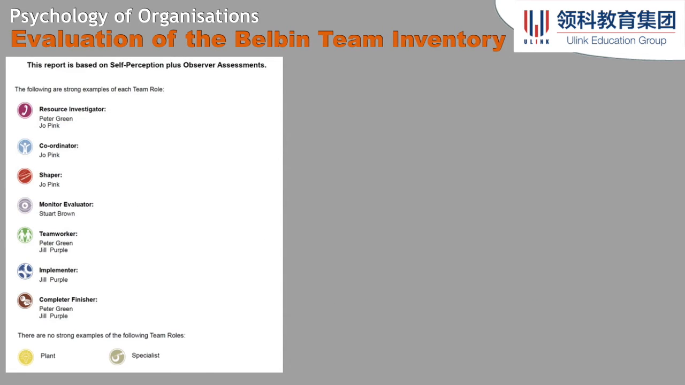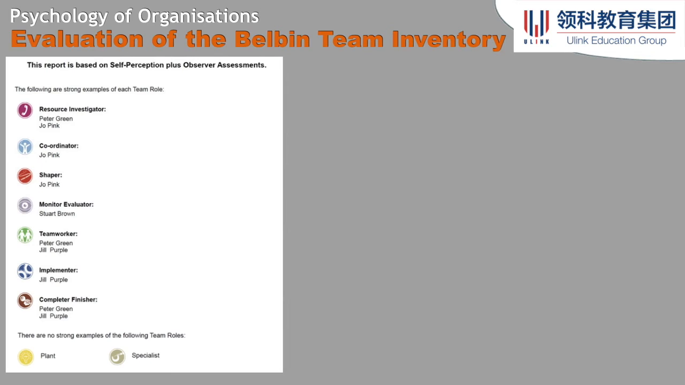So if we look at an example of a report for a fake organization, you can tell it's fake because everyone's name is a color, Peter Green, Joe Pink, Stuart Brown, etc. You can see that some people have multiple, what's the word I'm looking for? Roles. There it is. So for example, Jill Purple is both a team worker and an implementer. So while you may say, well, this is very reductionist, well, the fact that people could straddle 2 different roles may mean that it's not as reductionist as it seems. And I'm using the word reductionist very liberally, and I'll talk about reductionism a little bit later in this video.